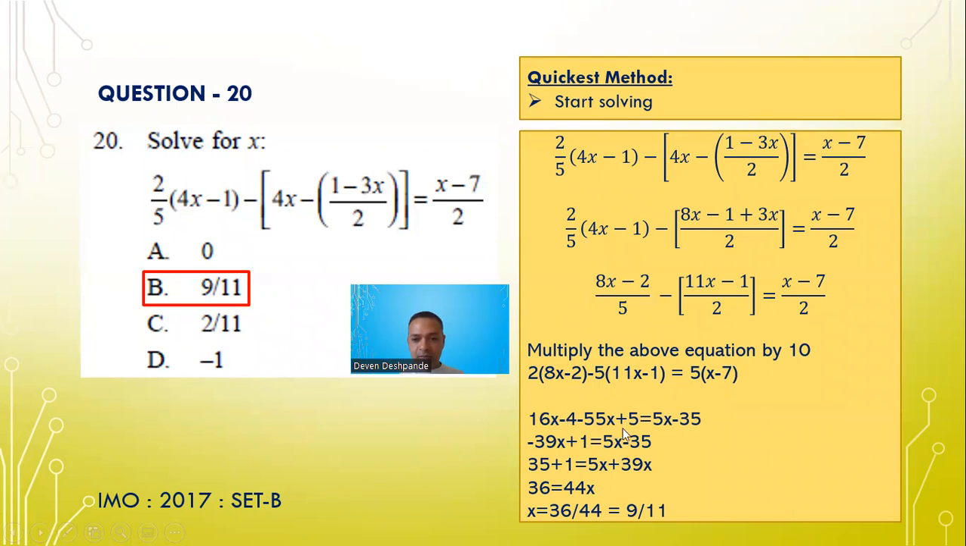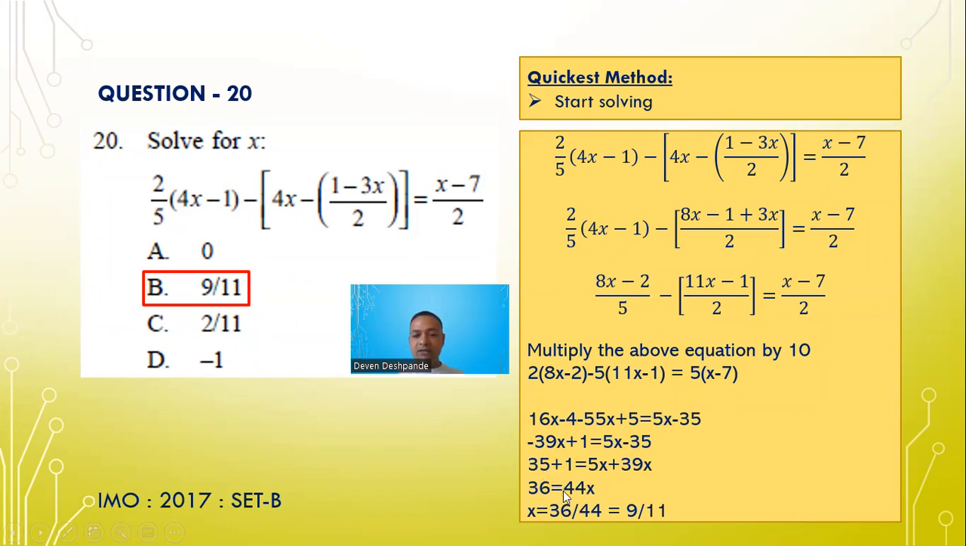And minus 5 plus minus 4 plus 5, it will be plus 1. And this will be 5x minus 35. And then when minus 35 comes here, it will be plus 35. So 35 plus 1 is equal to 5x. When minus 39 goes there, it will be plus 39. 5x plus 39x. So 5 plus 39 is 44. And 35 plus 1 is 36.